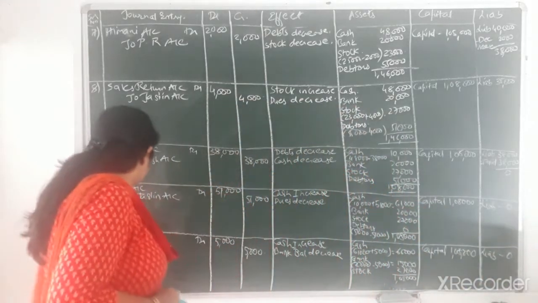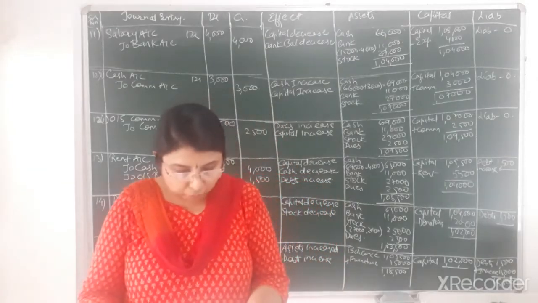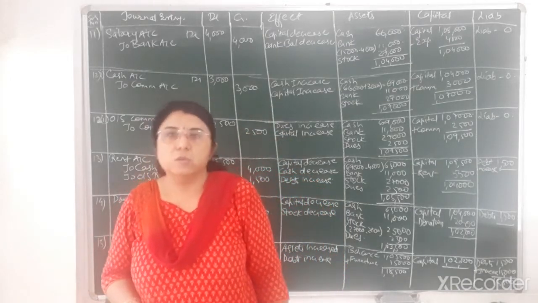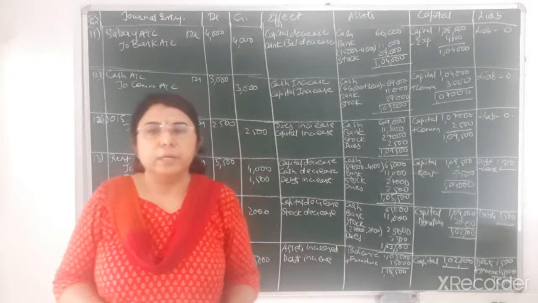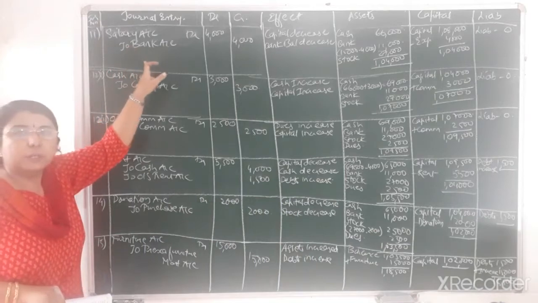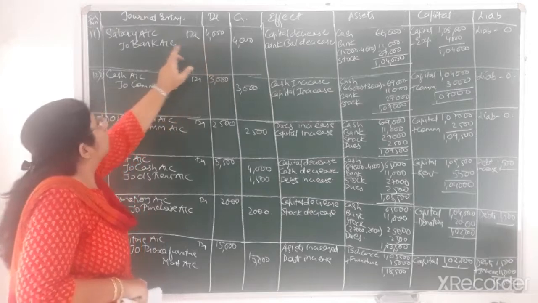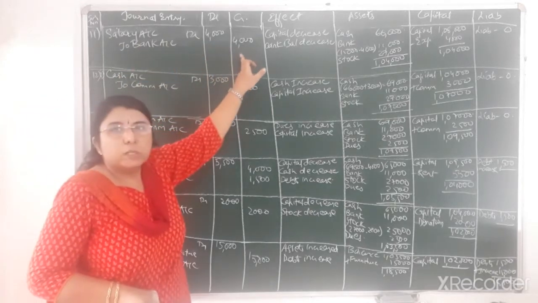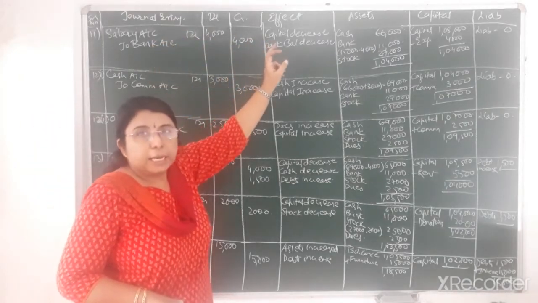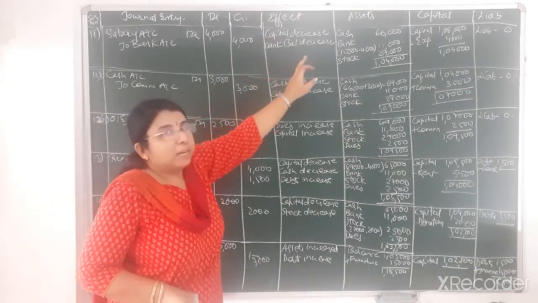So students, up till now we have completed the 10th transaction. Now moving on to the 11th transaction, that is salary of rupees 4,000 paid by check. Salary is an expense, so the journal entry would be salary account debit to bank account credit, because we are paying salary by check, so bank balance will be reduced by rupees 4,000. So the journal entry is salary account debit 4,000, to bank account credit 4,000. Since the salary payment is made by check, capital will be decreased by that much amount, and also bank balance will decrease.